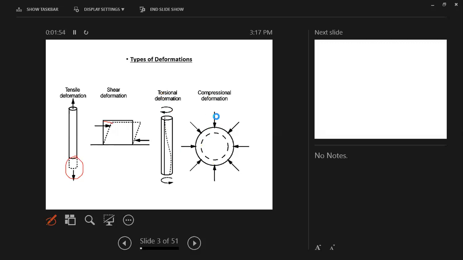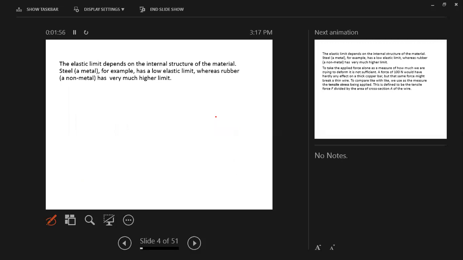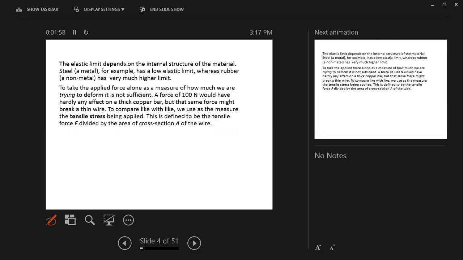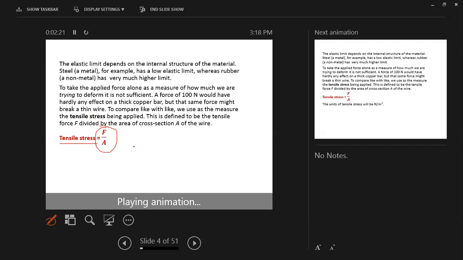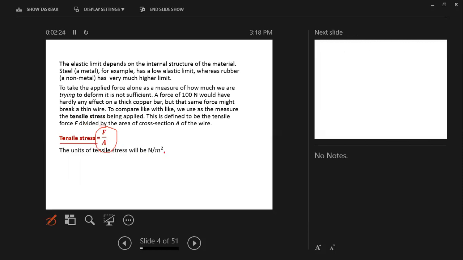Okay, so the elastic limit depends on the internal structure of the material. Don't forget that. And there is tensile stress. To find the tensile stress, we use force over area. Force over area. It looks like pressure, but it's not pressure. Don't forget that it's not pressure. It is force over area, but this is called tensile stress. So the unit will be Newton per meter square.